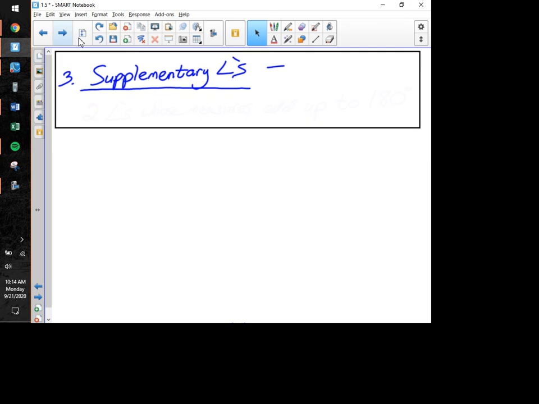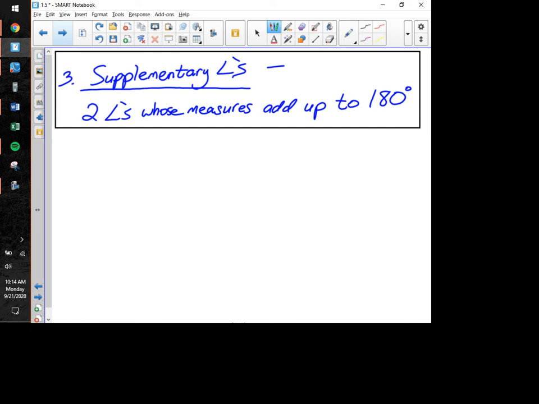The word supplementary means something very, very similar here, but now instead of your angles adding up to a measure of 90 degrees, now they add up to a measure of 180 degrees. So again, the easiest way to draw two supplementary angles is to make them adjacent. A 90-degree angle, which we talked about on the last slide, was a right angle. A 180-degree angle, which we need right here, is a straight angle.